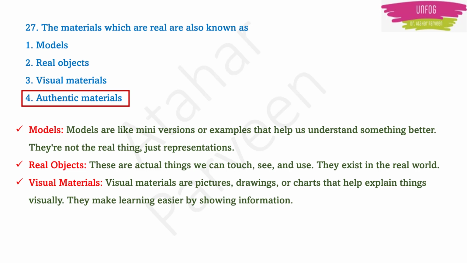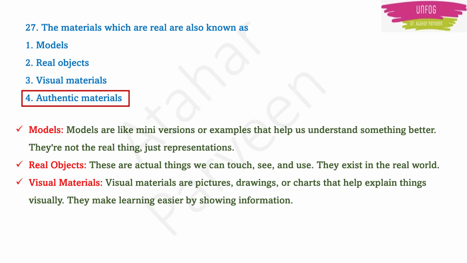Next are visual materials. Visual materials means they are some drawings or charts or pictures. They are used to explain things visually. So they make learning easier by showing information. My class, you can say, I am using a visual material in taking a class, because I am trying to show you the text, I am trying to show you the drawings and pictures in order to make things easy for you. So usually all online classes are made using visual materials.